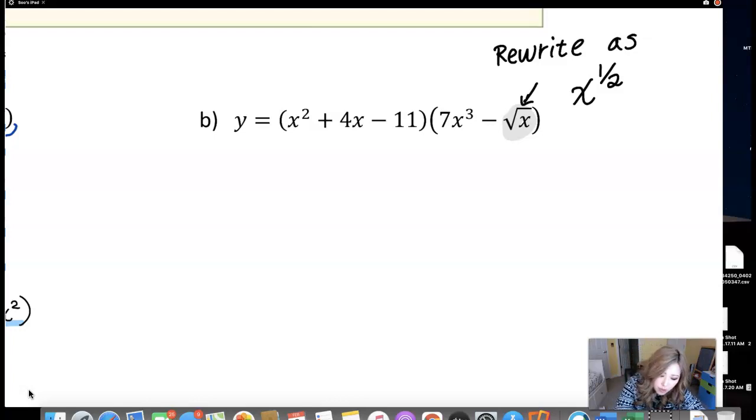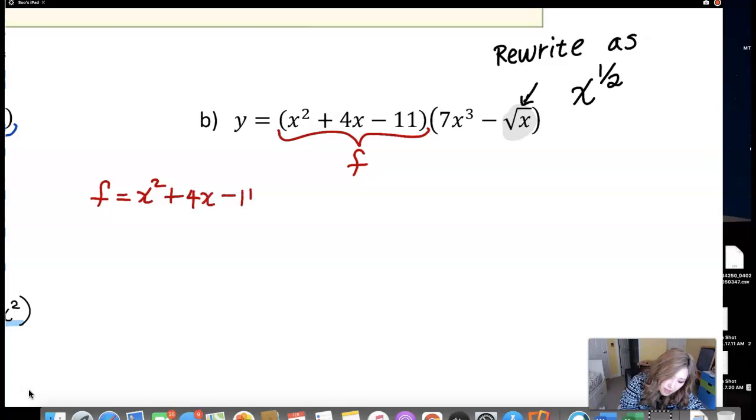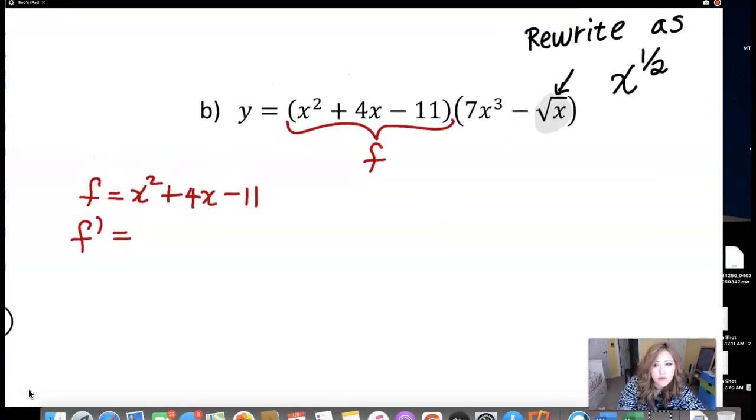Obviously, this is a product. Let's go ahead and label the first term. The first, I shouldn't say term, first function is f. So I can say f is equal to x squared plus 4x minus 11. And f prime, I need to take the derivative, okay? So derivative is going to be, if I look at x squared first, the 2 will come down and will turn into 2x. And if I look at plus 4x, that's going to give me plus 4. And minus 11 will give us 0, so we don't have to write it. Okay, so that's the first piece.